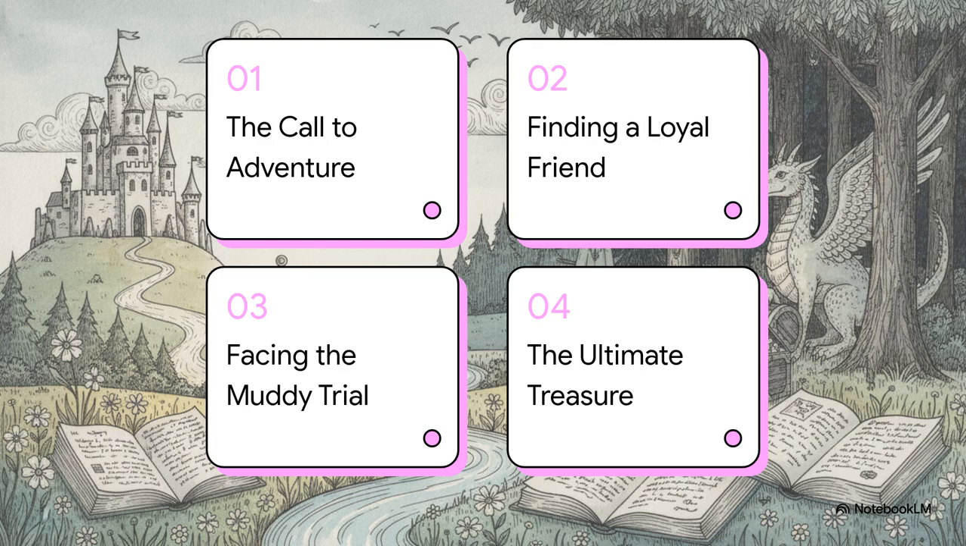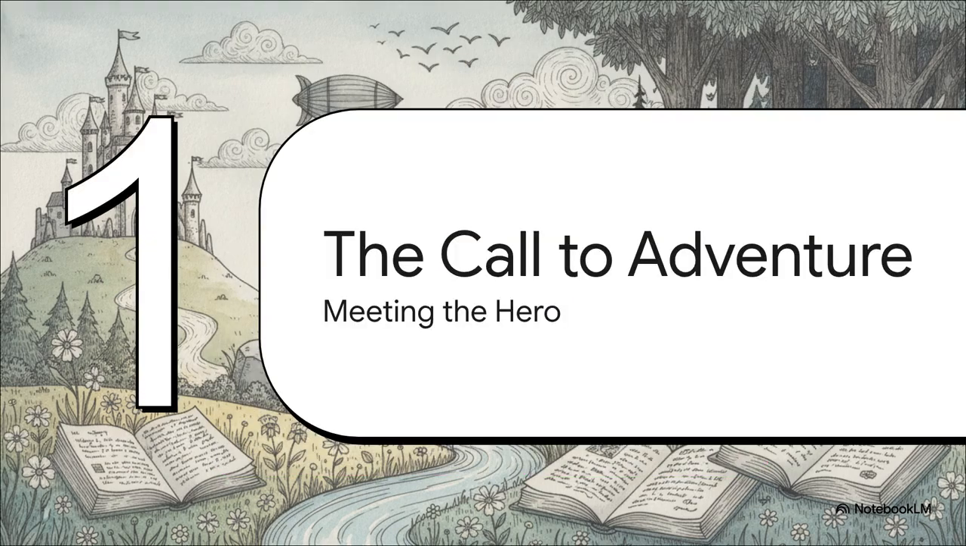Okay, let's dive into this. Here is our map for analyzing Pip's quest. We'll start with step 1, the call to adventure. Then we'll move into 2, finding a loyal friend, followed by 3, facing the muddy trial, and finally wrap up with 4, the ultimate treasure revealed. So part 1, the call to adventure.